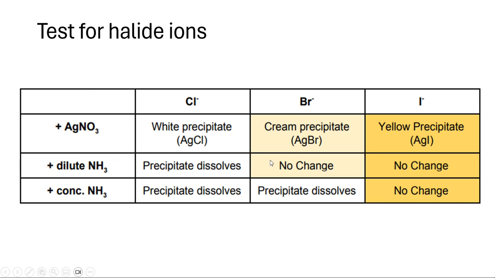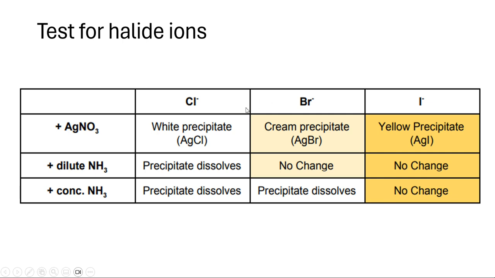So you've got dilute NH3. You add that to AgBr, it makes no change. Add that to silver iodide, it makes no change. But when you add concentrated NH3, the silver bromide dissolves in it, whereas silver iodide doesn't do anything, it's still no change. So just memorize this.